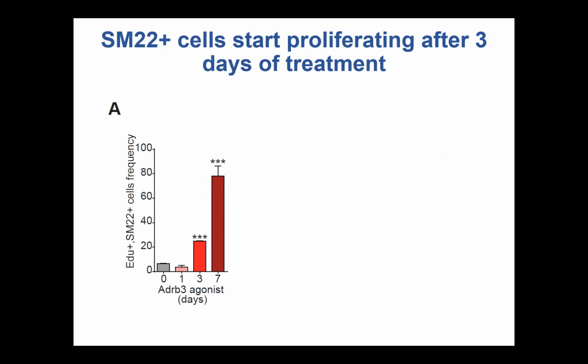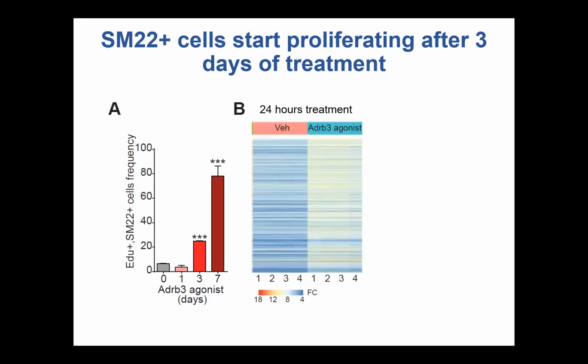So we treated mice with beta-3 agonists for either 1 day, 3 days, or 7 days. And then we injected them with EdU that will reflect the proliferation of the cells. And we can see that at 1 day, there was no proliferation. This proliferation started to appear at 3 days and was further enhanced at 7 days. So we decided to analyze gene expression at 1 day. And we sorted the cells and then we did an RNA-seq.